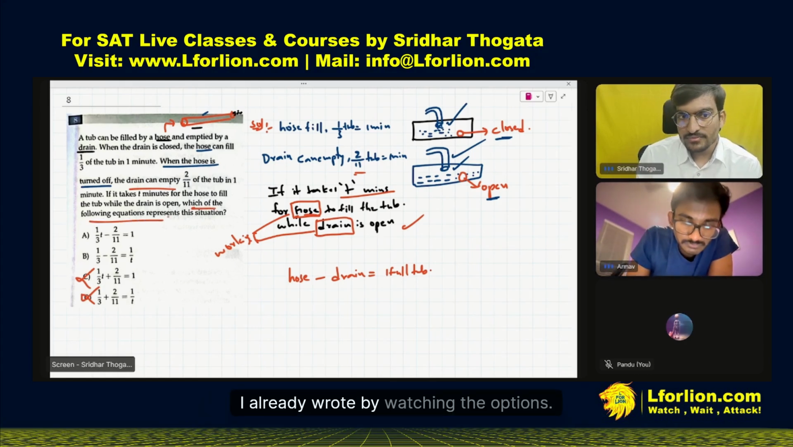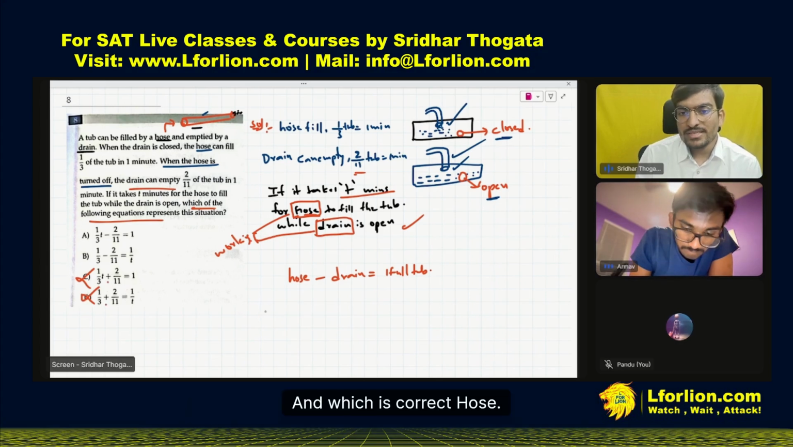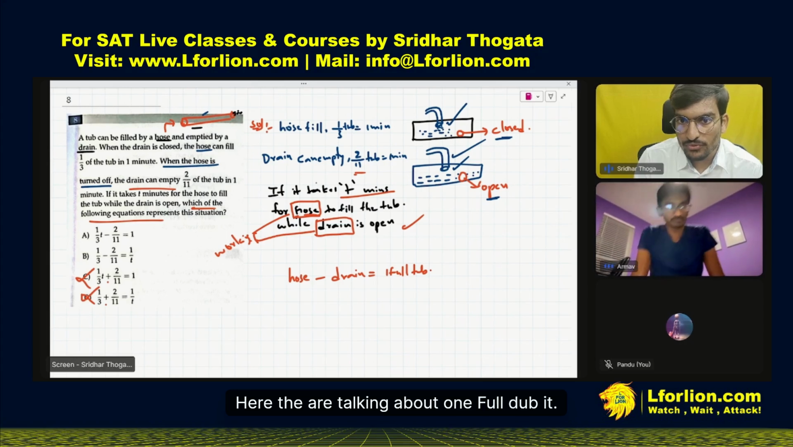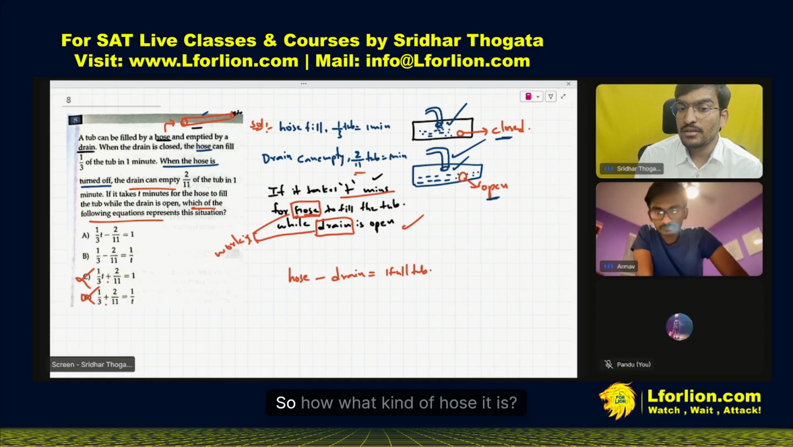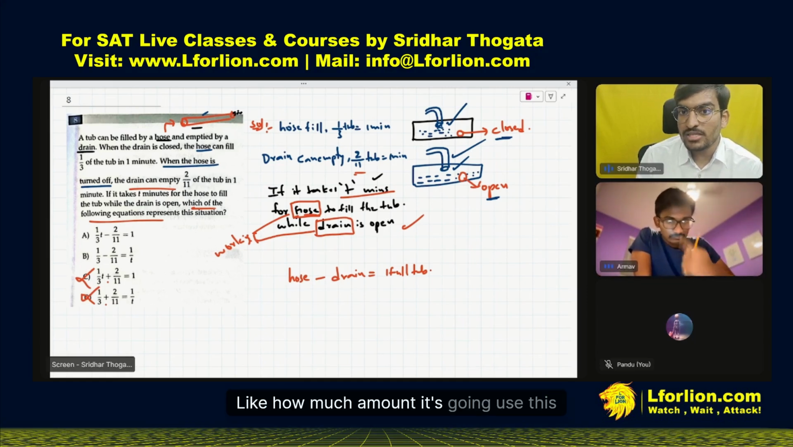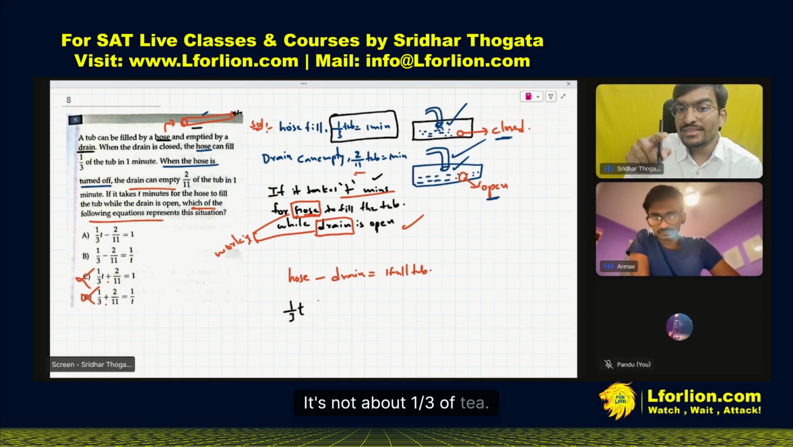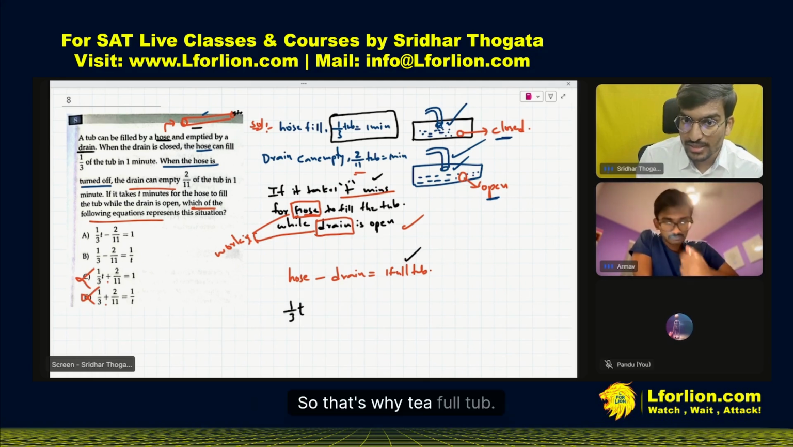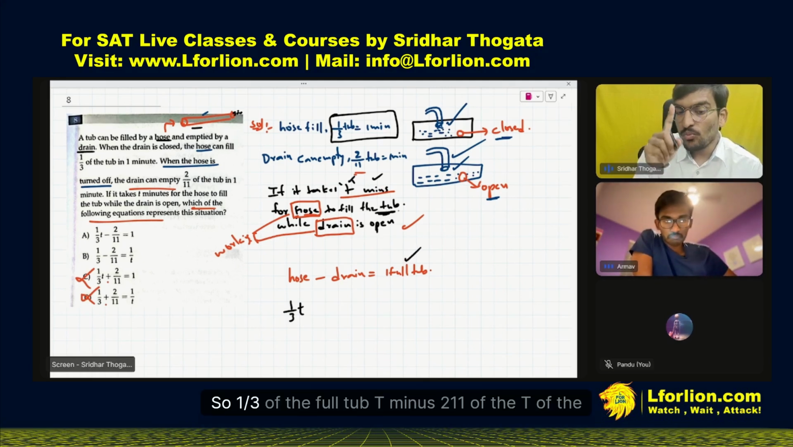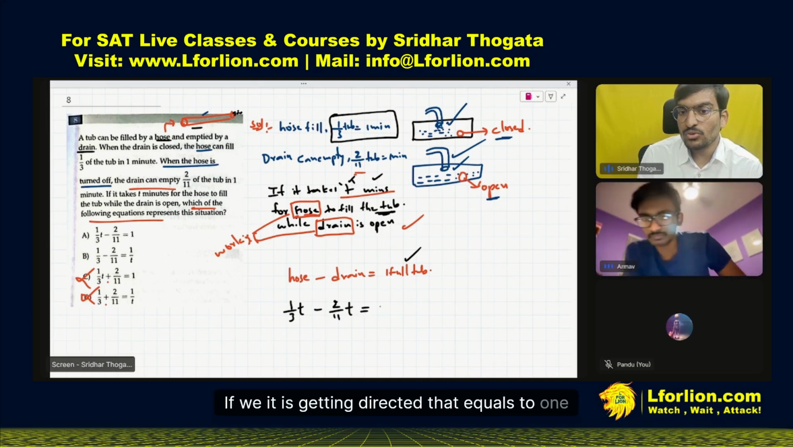I already wrote it by watching the options. Options C and D are definitely wrong because of the plus sign. Which is correct? Here they are talking about one full tub. If it takes t minutes for the hose to fill the tub, it's not only one third of t, we are talking about one full tub. So one third of the full tub t minus 2/11 of t of the same tub, if it is deducted, that equals one full tub.